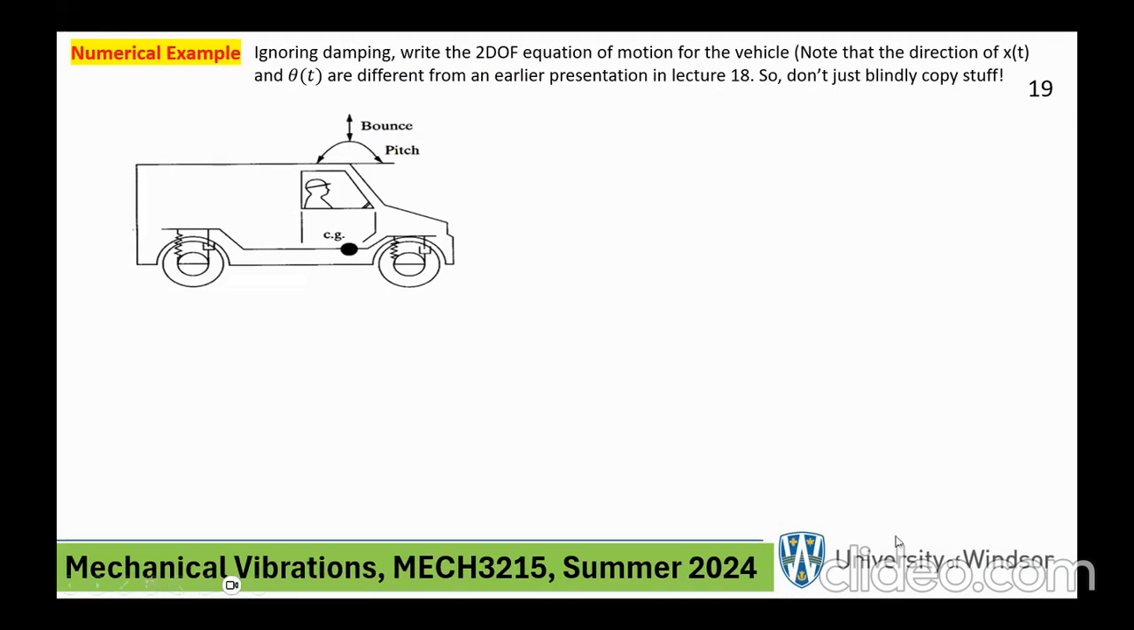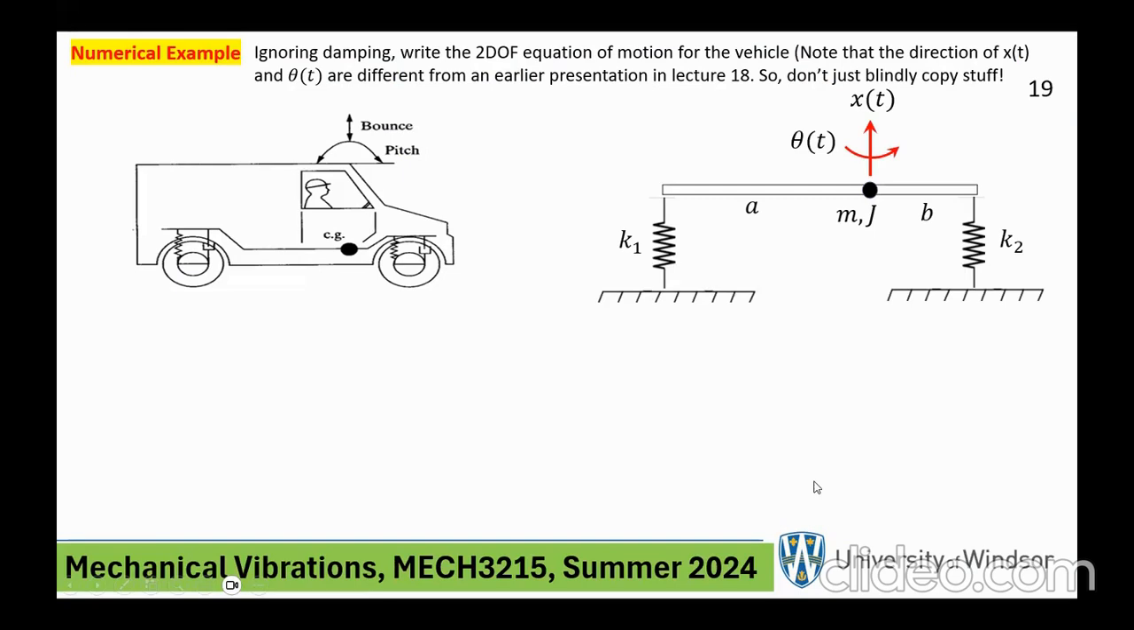Okay, so this is a problem that I looked at in the previous lecture. You're looking at the two degree of freedom model of a car, which involves a bounce and pitch motion. Now, in lecture 18, I assumed that there were also dampers present at the two wheels, as you can see here. But in the present problem, we're going to assume that the damping is small, and therefore we're not going to take it into consideration.